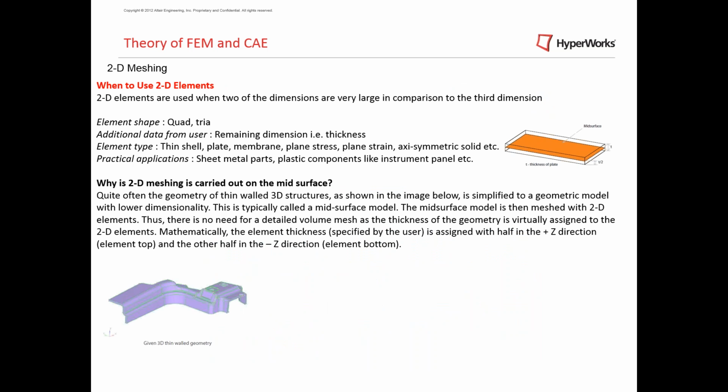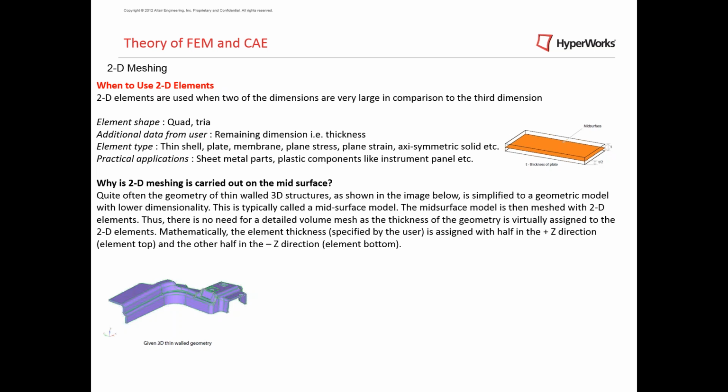2D meshing. When to use 2D elements? 2D elements are used when two of the dimensions are very large compared to the third dimension. Element shape is quad and tria. Additional data from the user is the remaining dimension, that is the thickness. Element types are thin shell, plate, membrane, plane stress, plane strain, axisymmetric solids, etc. Practical application is sheet metal parts, plastic components like instrument panel, etc.